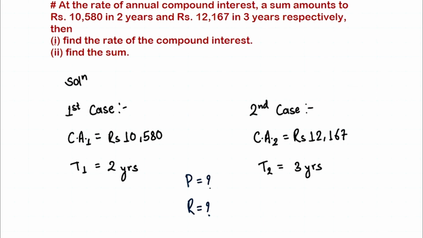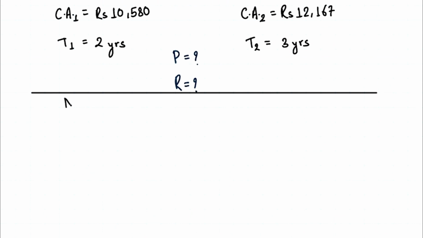The principal and the rate of interest are the same for both of these cases. So we are not going to write 1 and 2 in the subscripts. We are just going to write principal as P and rate as R. Now, we are going to solve this question by using two equations. We are going to make two equations from the first and the second case.